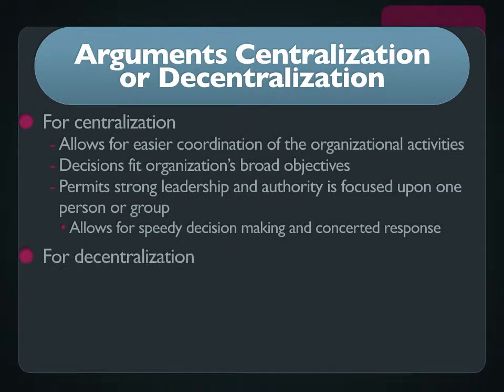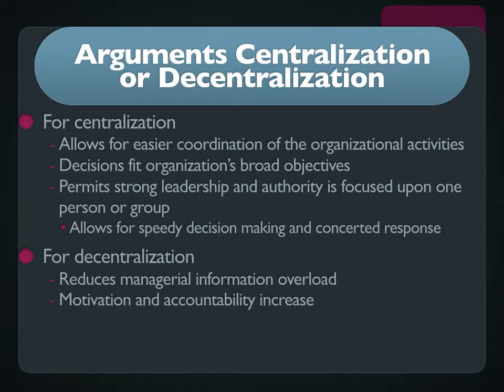Part of it is balancing with decentralization, because decentralization can reduce managerial information overload. So if a lot of the mundane or smaller decisions are being made at lower levels, that frees senior level managers from having to make those kinds of decisions, which put a strain on their cognitive load, making it more difficult for them to see the bigger picture.